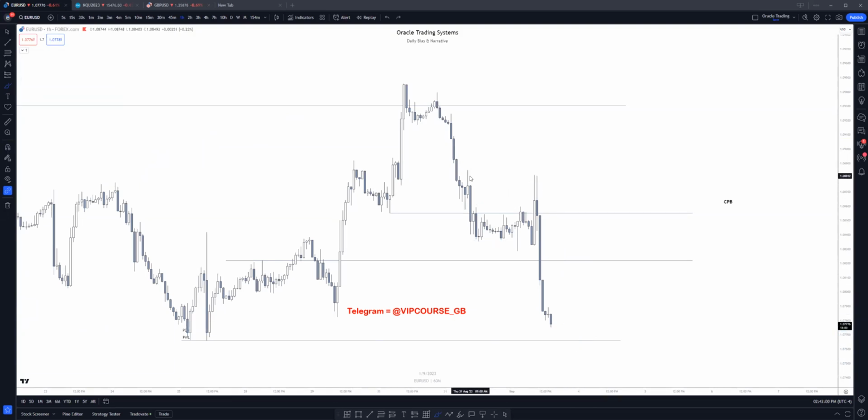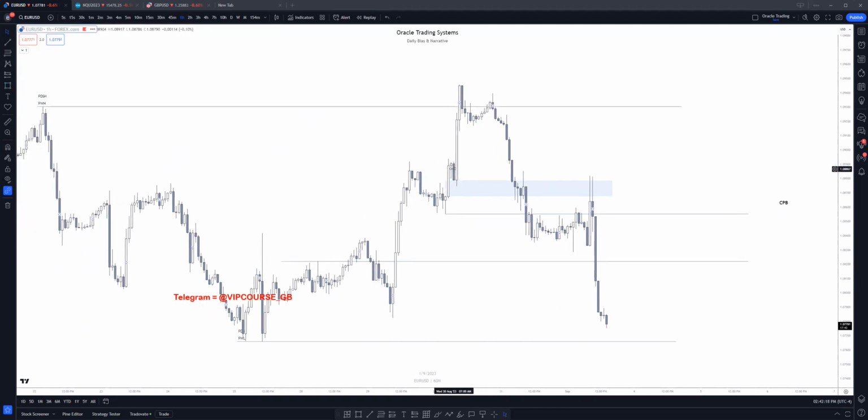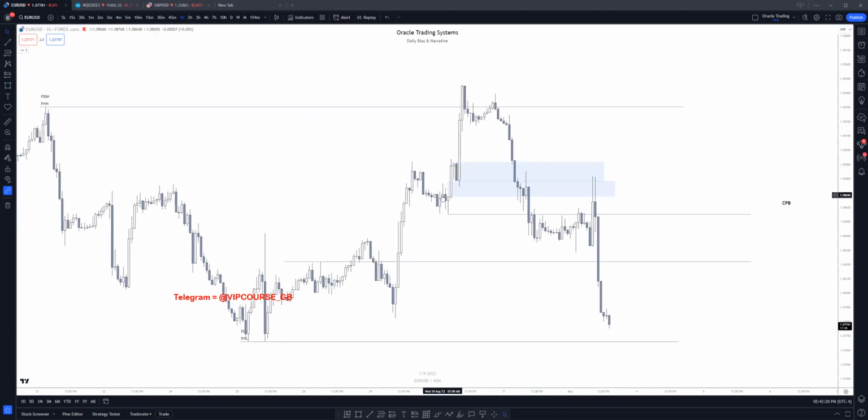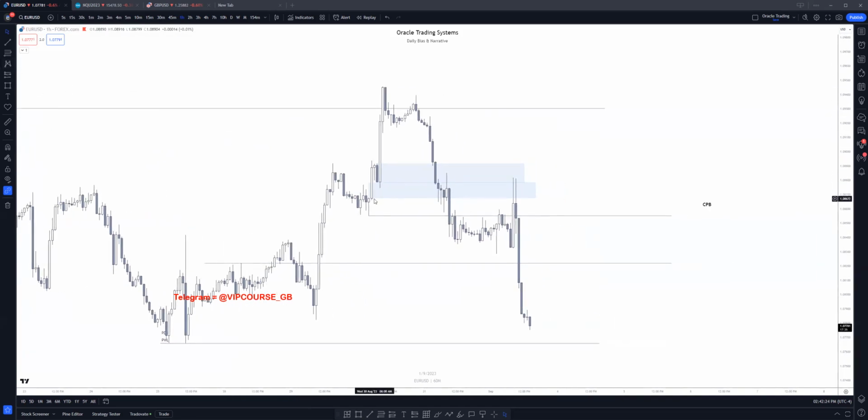Let's pay attention here to what's going on. We have FEG here. This FEG is broken through, held as support. We also have breaker, held as support. So many different ways of looking at this current price action right now. We have a breaker that's held as support or as resistance.